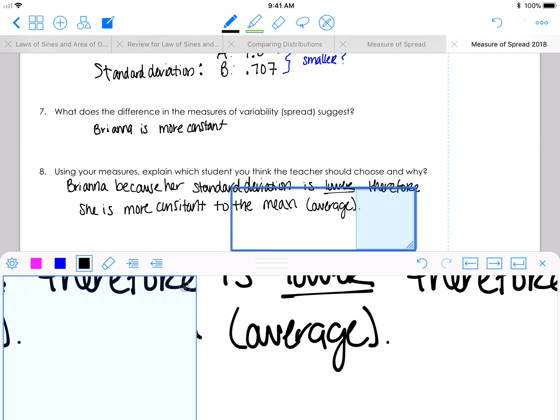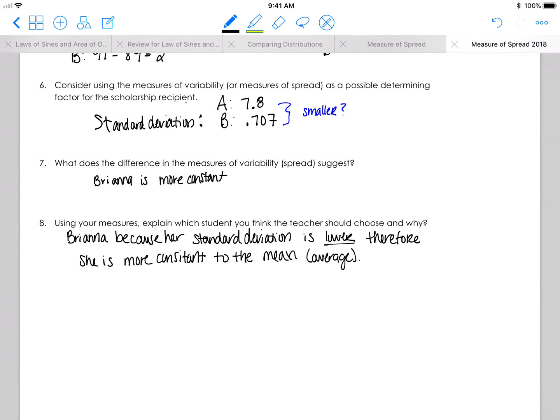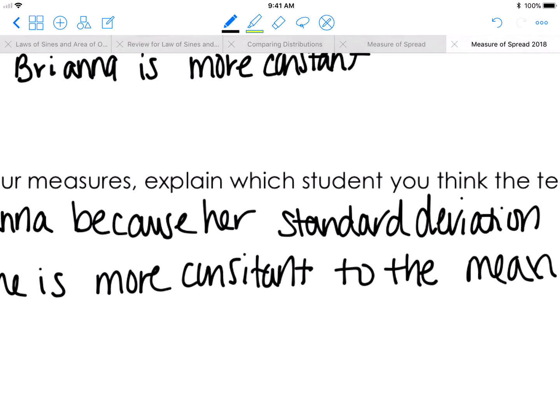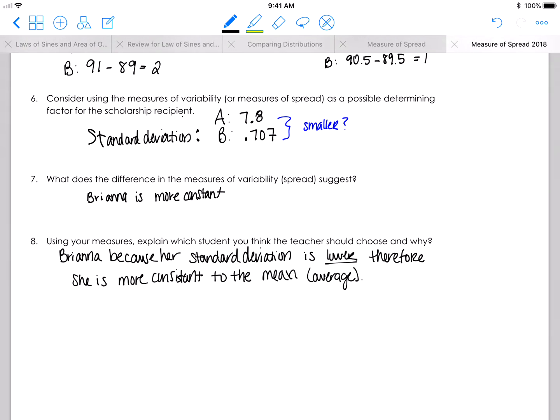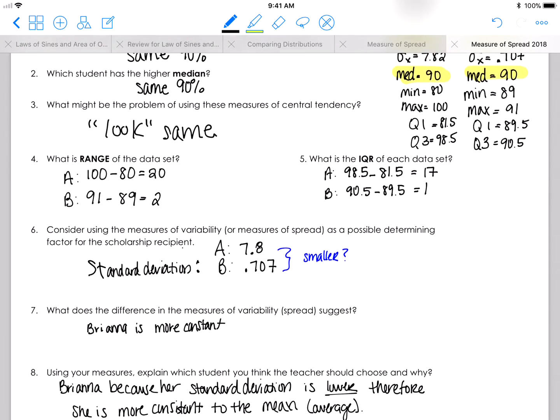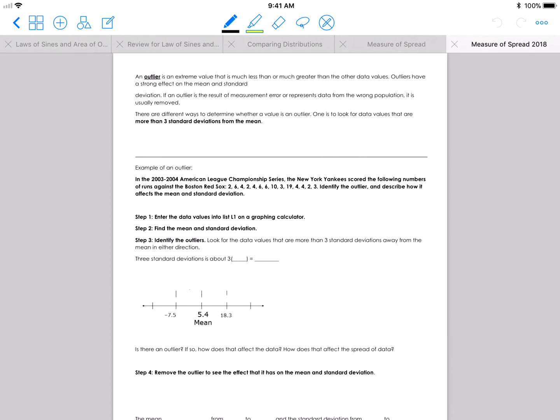Okay. I hope that makes sense. Smaller standard deviation means more consistent. Did not spell consistent, right? There we go. Consistent to the mean. Okay, so we'll flip over.